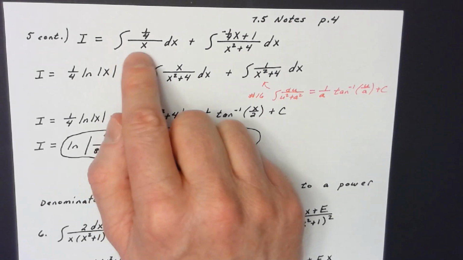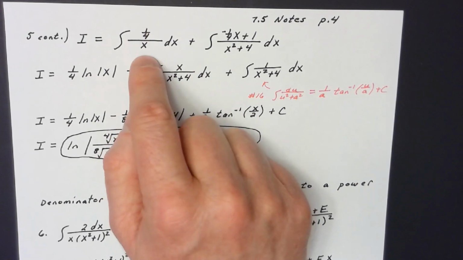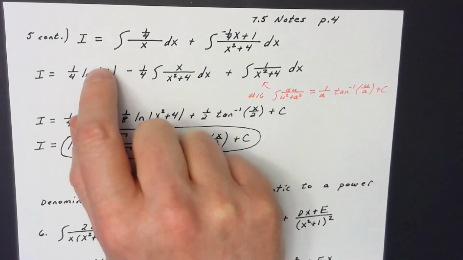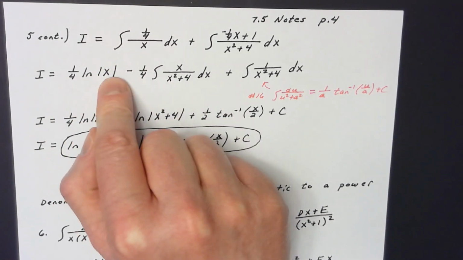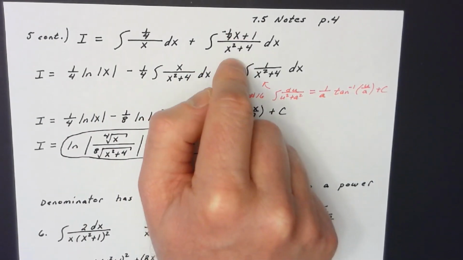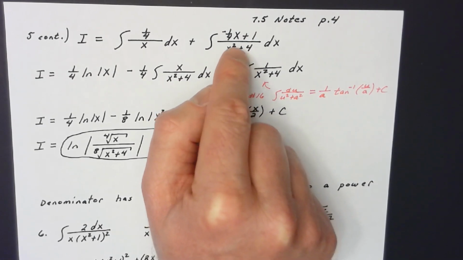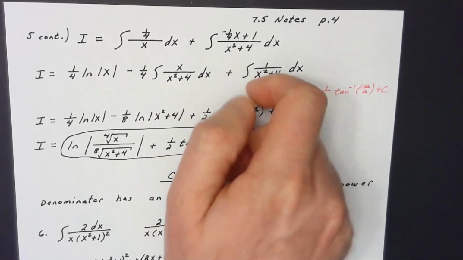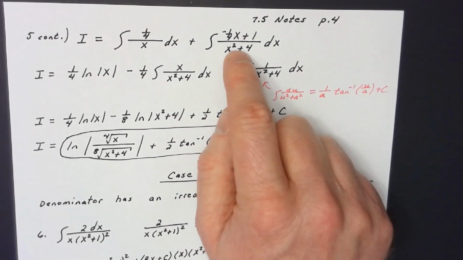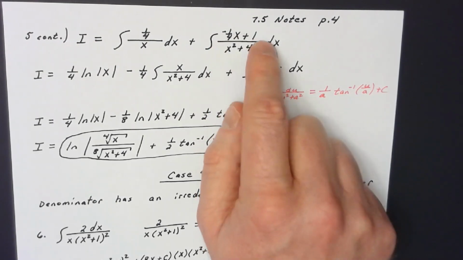Now let's talk about how to attack this. Again, the first one's easy. Anytime the degree of the numerator and denominator differ by 1, you might as well just say it's going to be the natural log of that denominator, and I can bring that 1/4 out in front and say it's 1/4 natural log of x. Now, the second one. Again, the degree of the numerator and denominator differ by 1, so I know a logarithm is involved somewhere, but in order to force a log in this problem, I would need to see the derivative of that denominator in the numerator. The derivative of the denominator would be 2x. There's no way to get a factor of 2x in that numerator. So that's not going to work altogether.